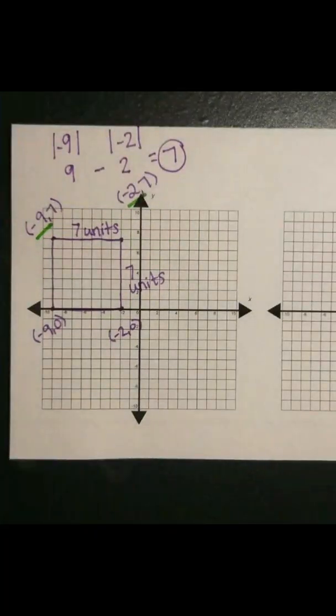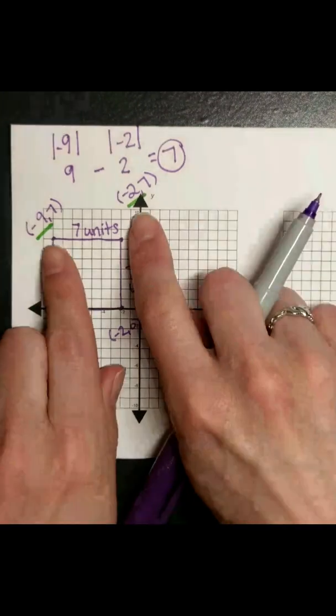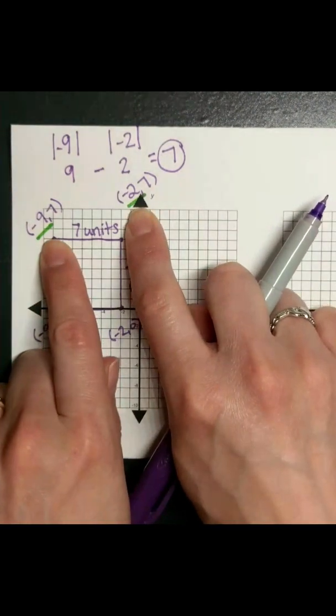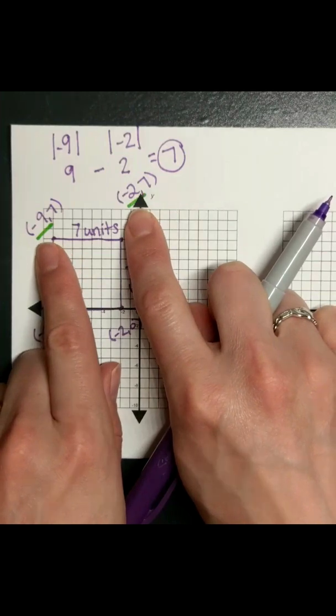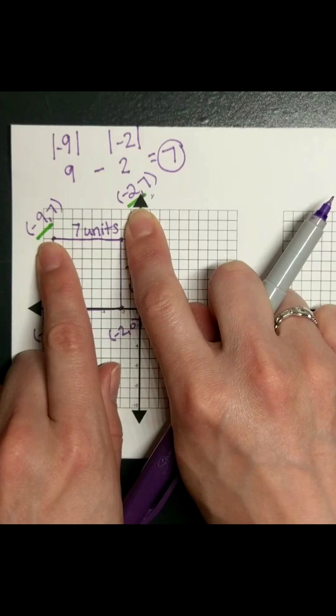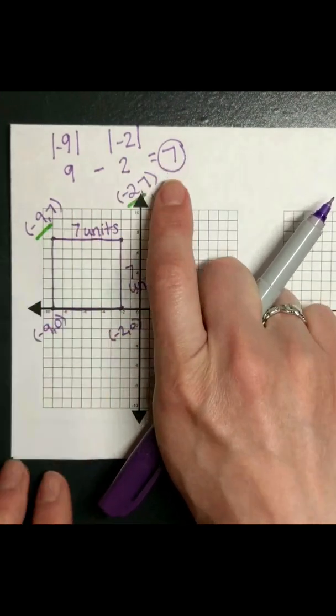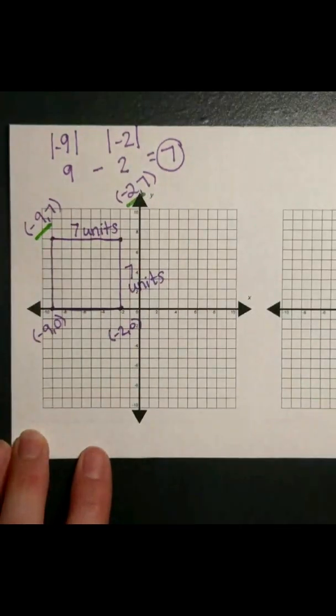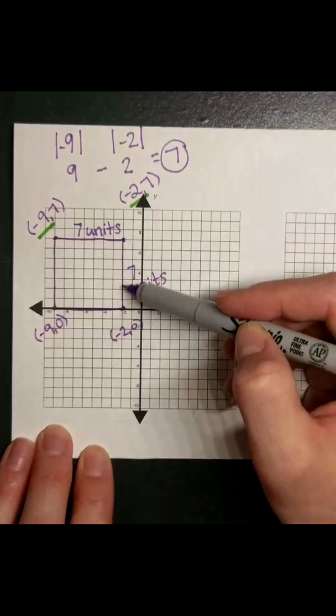So, if you are given a set of points, and maybe you don't have a coordinate plane, you're not able to draw it out, the other thing you can look at are the x values. If they're both in the same quadrant, so they're both negative or both positive, then you find their absolute values and subtract.